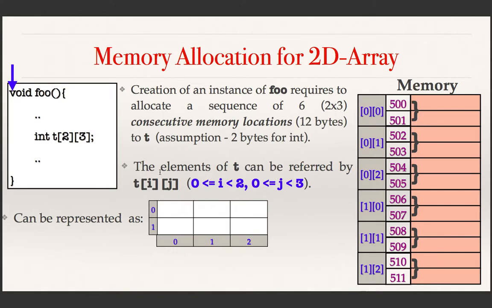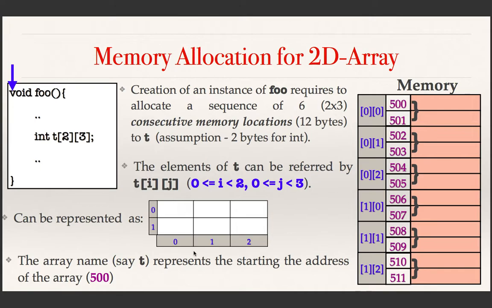And this array, which is stored in memory as a sequence of consecutive locations, can be drawn as this kind of two-dimensional object, which is a matrix. Just like a single dimensional array, here again the name of the array represents the starting address of the array in the memory, in this case 500.